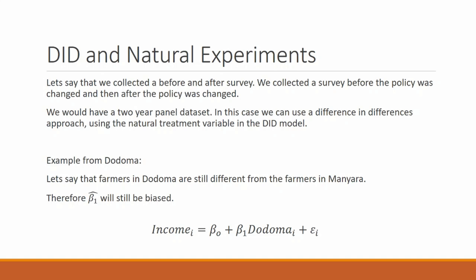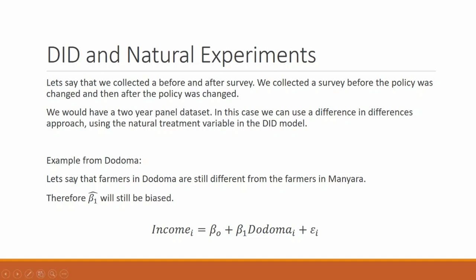Well, let's say that we collected data before and after. Let's say we collected a before and after survey. We collected a survey before the policy was changed, and we collected a survey after the policy was changed. So in this case, we would have a two-year panel data set. And again, in this case, we can use a difference in difference approach using the natural treatment variable in the difference in difference model. So using our example, let's illustrate this.